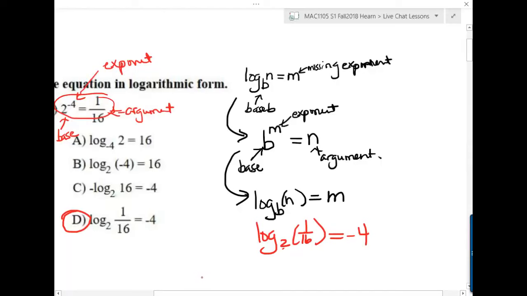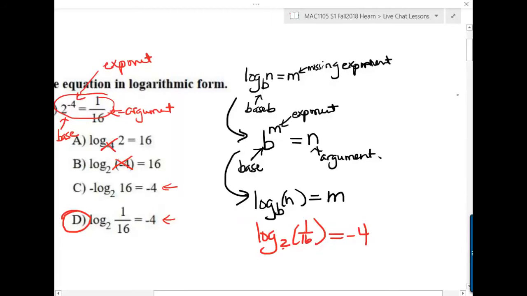And by the way, there are two of these potential answers that you can throw out right away. We never have a negative in the argument of a log, that's undefined, and we never use a negative base. So the only two possibilities are C and D, really. Okay. All right, so that would be the logarithmic form.